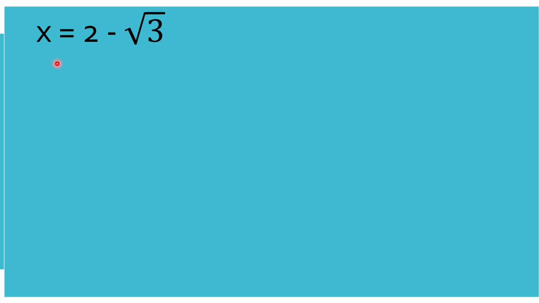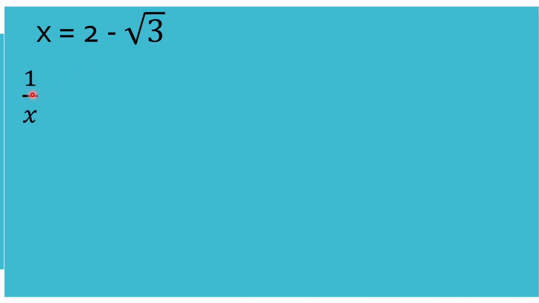Hello everyone. We have this question: x equals 2 minus under root 3, and we have to find out the value of x square plus 1 over x square and the value of x square minus 1 over x square. So let's start the solution of this question.